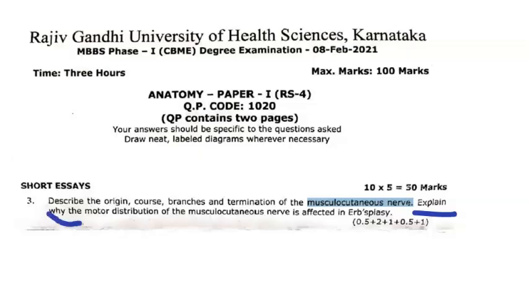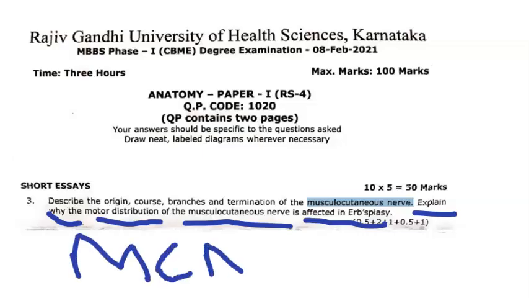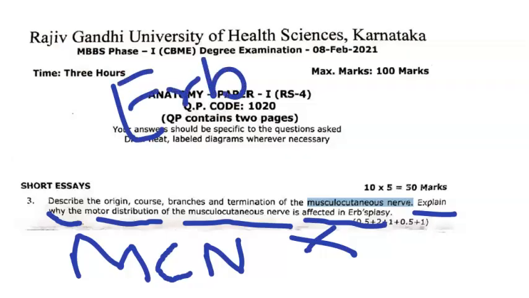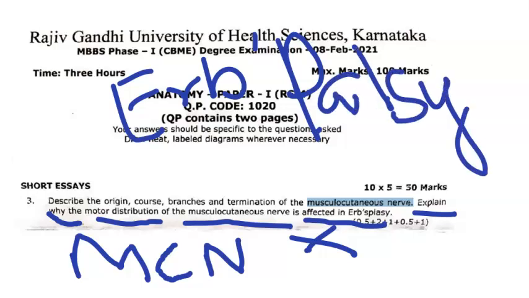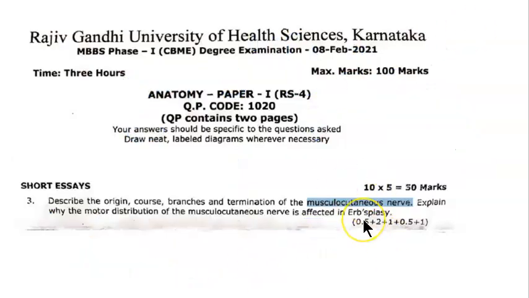Now let us look at this part of the question. Explain why the motor distribution of musculocutaneous nerve is affected in Erb's palsy. First we will look at what happens if the musculocutaneous nerve is injured, and then what happens in Erb's palsy. Erb's palsy is a lesion higher up, so not just the musculocutaneous nerve, a lot of other nerves are affected. Obviously the musculocutaneous nerve also is affected.